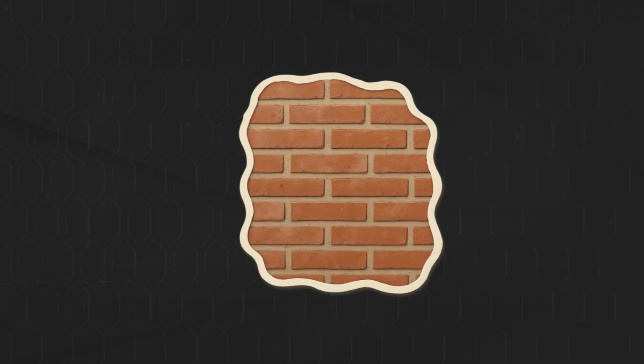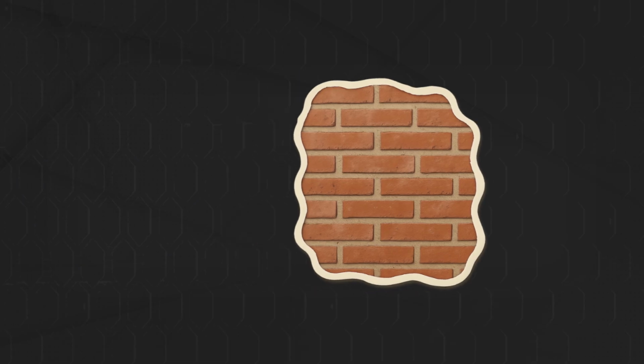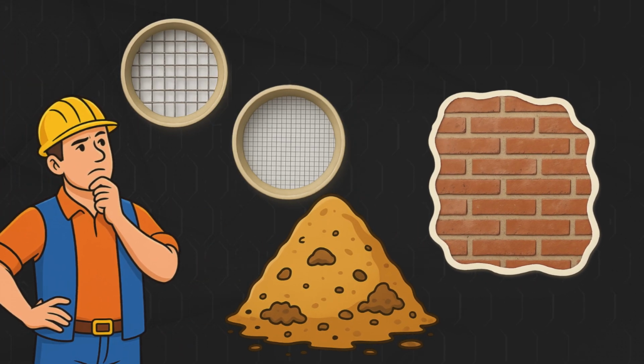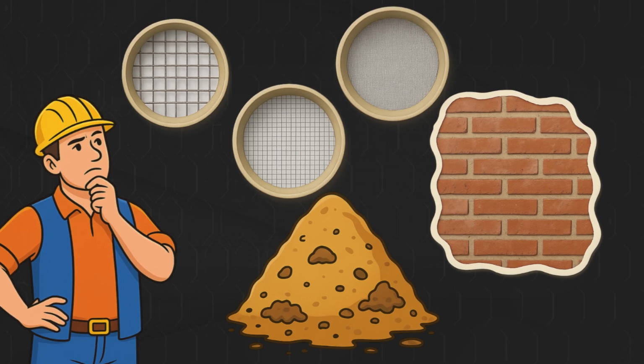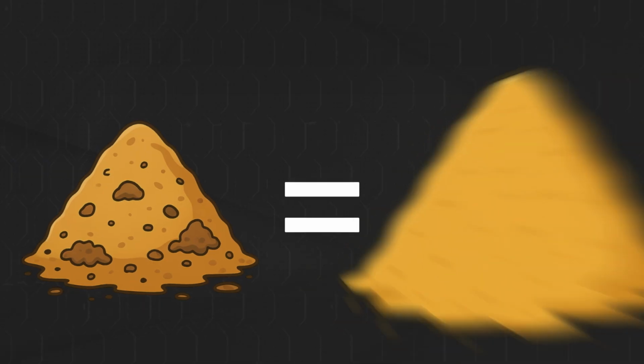Imagine you're about to plaster a wall, but the sand you're using is full of impurities. You need a sieve that blocks the debris and lets only the fine sand through. If the mesh is too wide, the dirt gets through. If it's too tight, even the good sand is blocked.